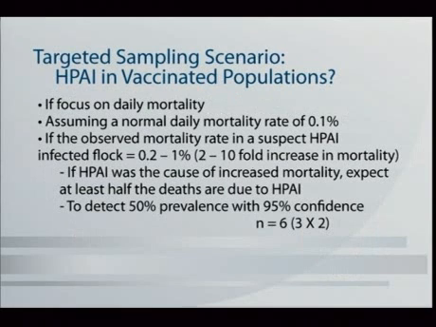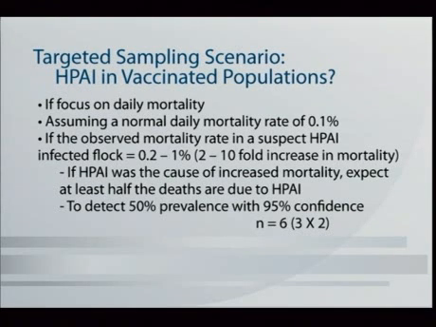Now, if we take this same scenario and assume that the normal daily mortality in a flock is 0.1%, and this can be adjusted depending on the locality, etc. So if the observed mortality rate in a suspect high-path infected flock is 0.2 to 1%, that represents a 2 to 10-fold increase in mortality.